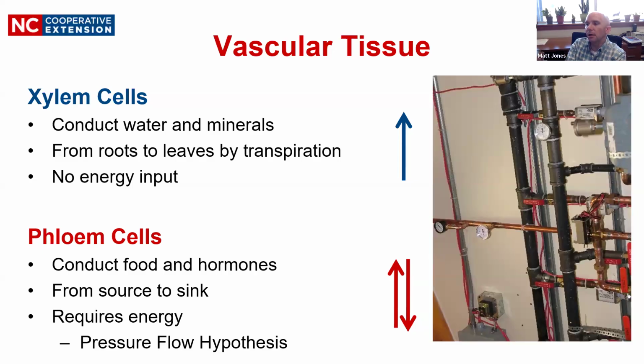Whereas phloem cells move food from a source to a sink. So where it's made, like in the case of leaves, to where it's stored, like in the case of roots or some other storage organ, to where it's needed, the sink. If roots are growing in the soil during the growing season, then they cannot photosynthesize. They're relying on the phloem to transport the starches made in photosynthesis from the leaves to the roots.